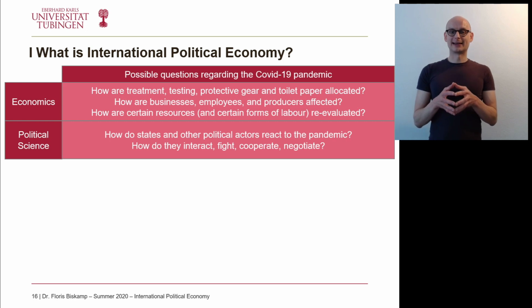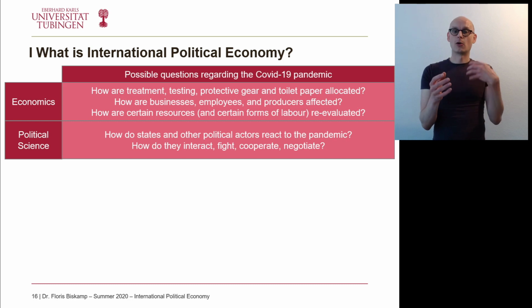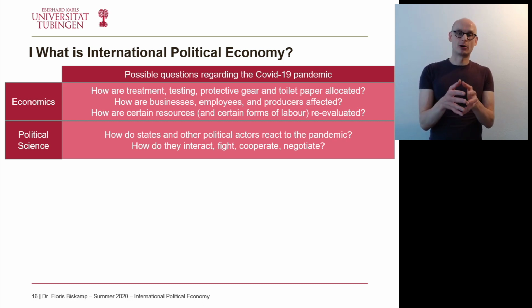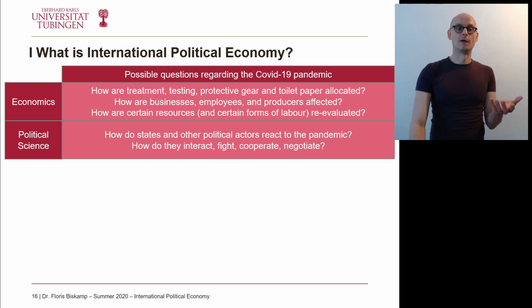If we take a political science perspective, we can ask, how do states and other political actors react to the pandemic, and do they interact, fight, cooperate, and negotiate? And here we can, for example, look at states. We can also look at different ministries within a state, so different state apparatuses. Does the Ministry of Economics have a different stance than the Ministry of Health? We can also look at how labor unions and business organizations react, what their demands are, whether their demands are the same, whether they have conflict, and how the final decisions are made. And this is obviously the politics of the crisis.